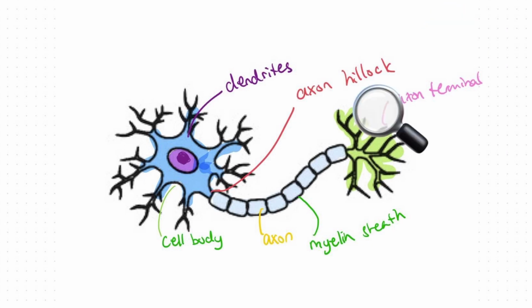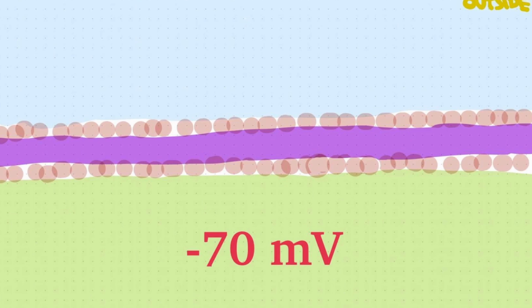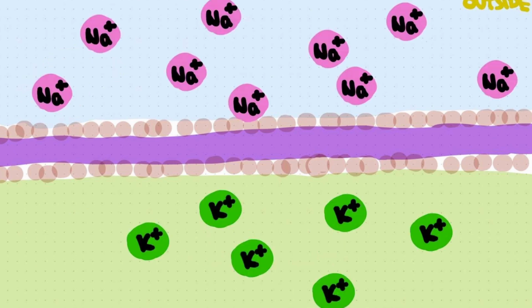Now let's zoom in into the axon hillock. This is the cell membrane, which has a membrane potential of negative 70 millivolts inside. Membrane potential is the difference in charge between the inside and outside of the cell, and this number is negative due to there being a greater concentration of positive ions outside compared to inside. The sodium-potassium pump sets this up, which we'll talk about later.